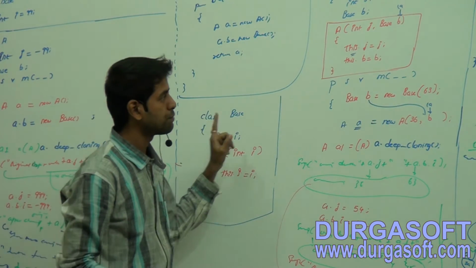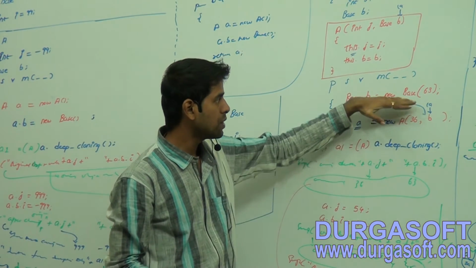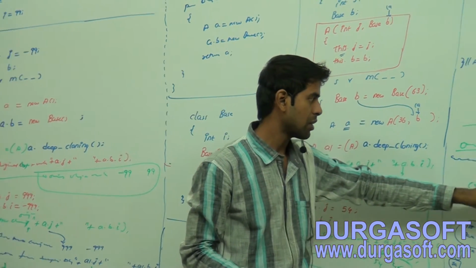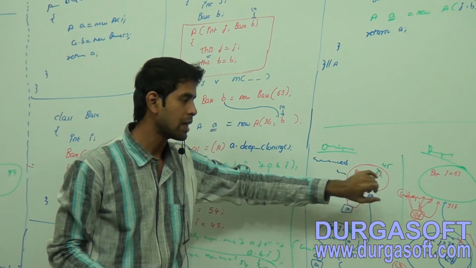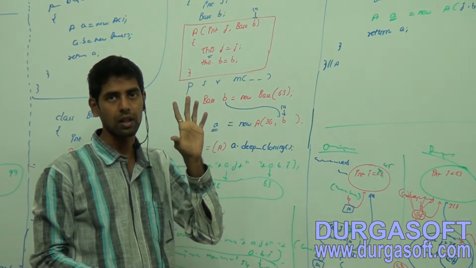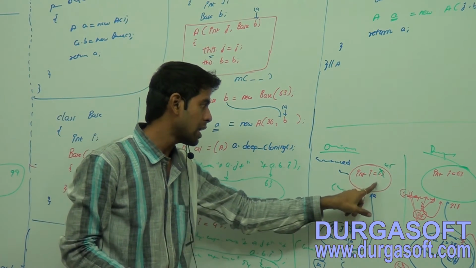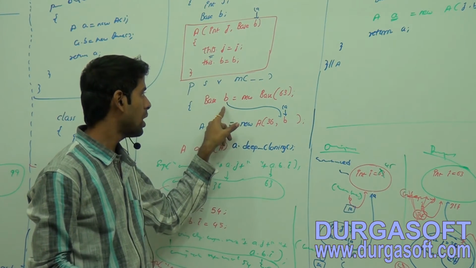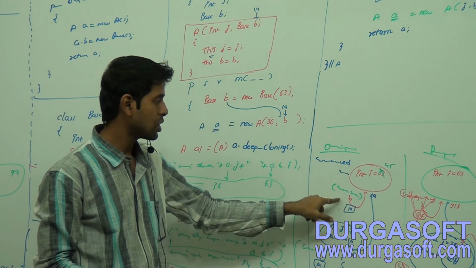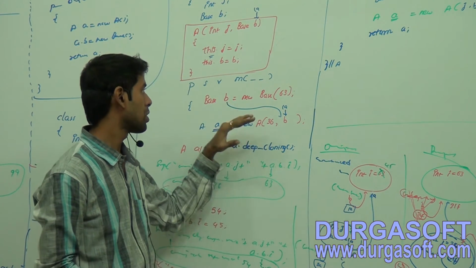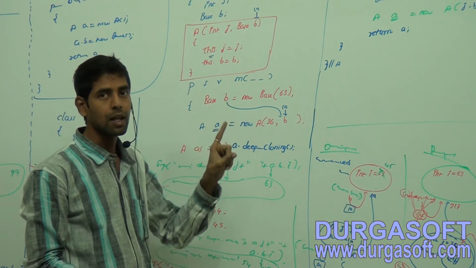Okay, now because of this statement, this object has been created, not with 45, but with data as 63. Here, this is having the local variable as B, which is local to main, because this object was created within the main method.